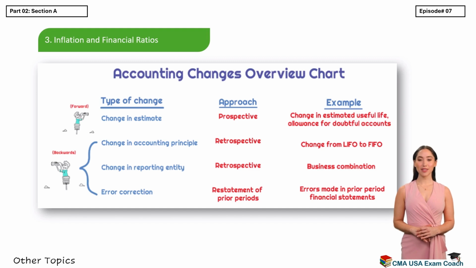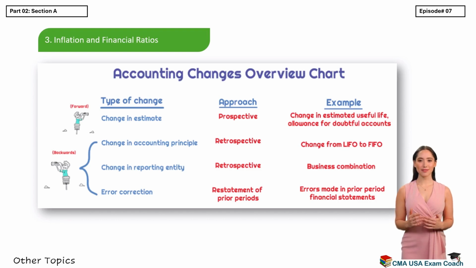Second, prospective adjustment. Here, we apply the change from the current date forward. Past financial statements are not adjusted. Only the future financial results reflect the change. This is common when there is a change in an accounting estimate, like updating the useful life of an asset.